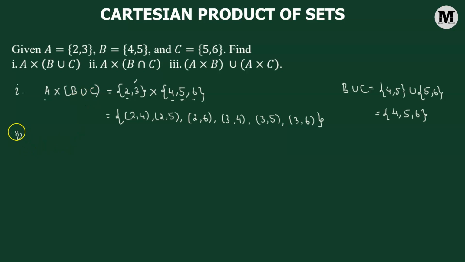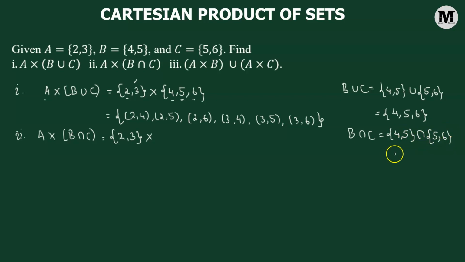Coming to the second part of the problem, now we need to find out the Cartesian product of the set A with B intersection C. So we have the set A containing the elements 2, 3. We're going to find its Cartesian product with the set B intersection C. So let's obtain B intersection C as well. Consider the set B with the elements 4, 5, and its intersection with C, containing the elements 5, 6, simply means that we pick up the element that's common to both B as well as C. So that's going to be the element 5.